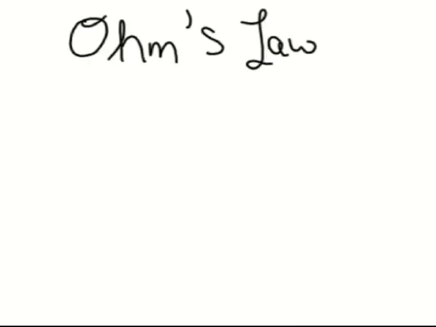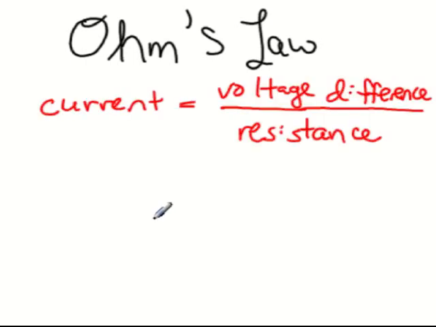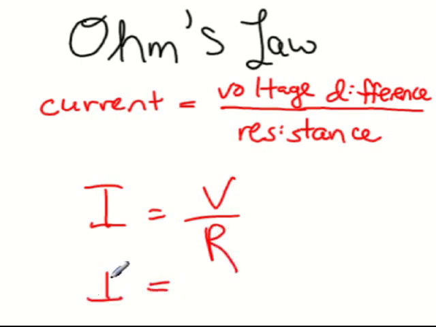And all this relates back to Ohm's law, which states that current is going to be equal to the voltage difference divided by the resistance in that circuit. In other words, I for current is equal to V for voltage difference divided by R for resistance. And the units that we get for current would be capital A for amps or amperes.